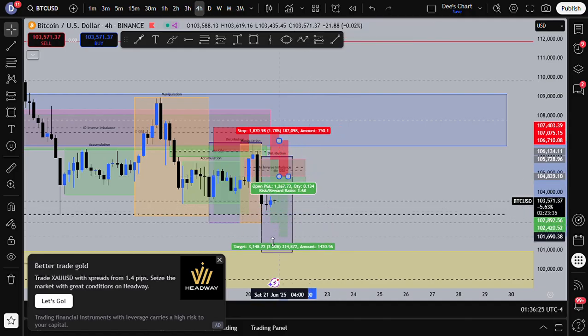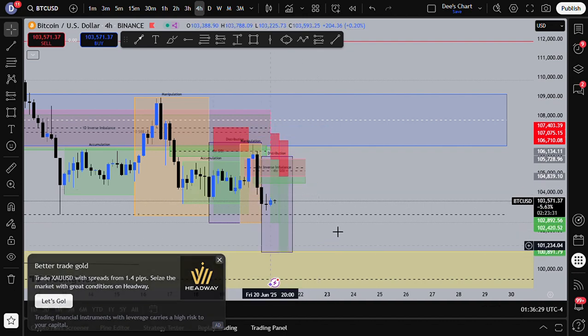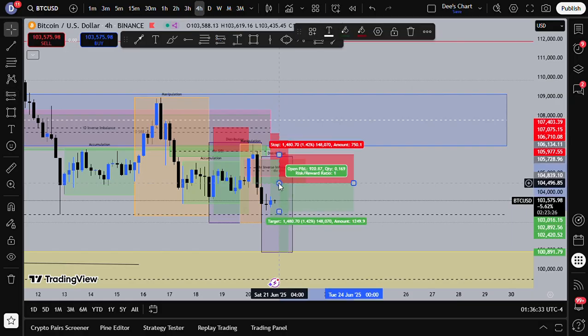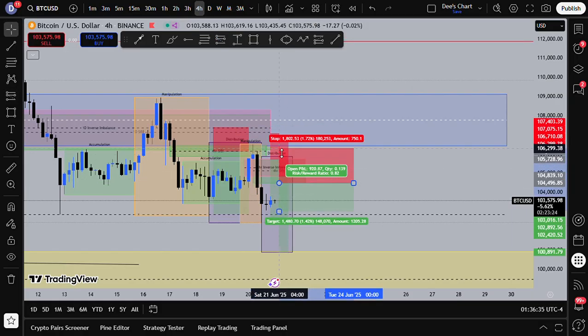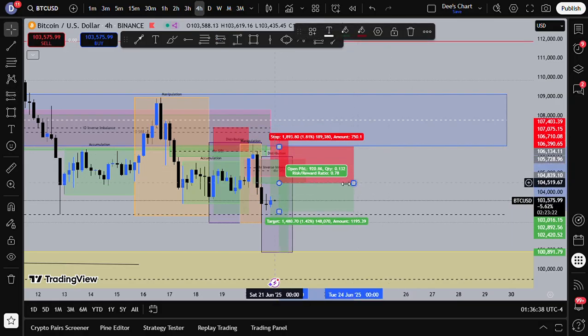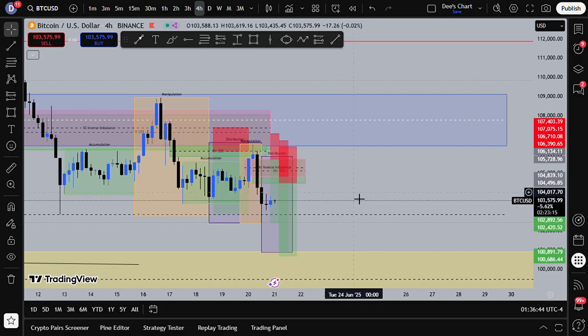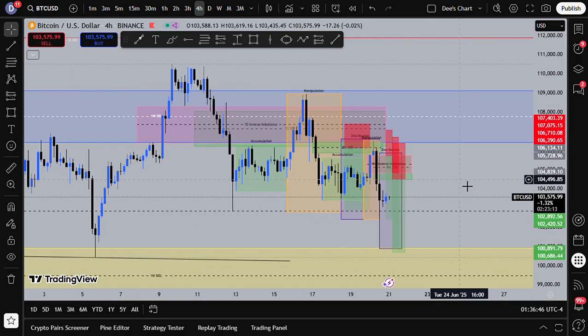I'll set an entry right there, and I will target my weekly SIBI right there. And also I'll have another target, which is at the start of this 4-hour SIBI. Put my stop loss just above it, and also targeting this SIBI right here. So that's for today. That's all I'm looking at.